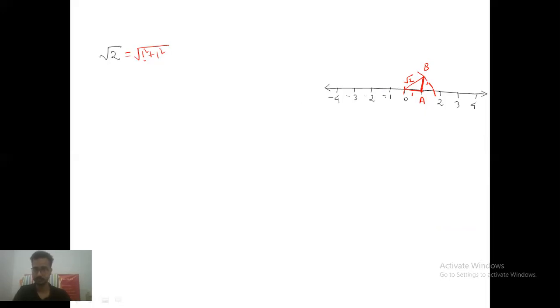Suppose this is your point P. So this point P denotes your root over 2. You have to draw like this. Okay. Clear? Okay. Now write down the statement.